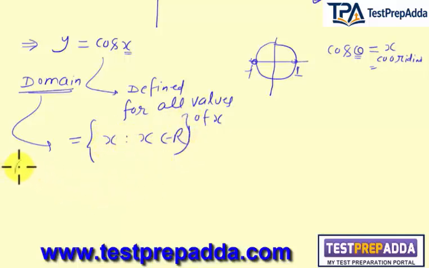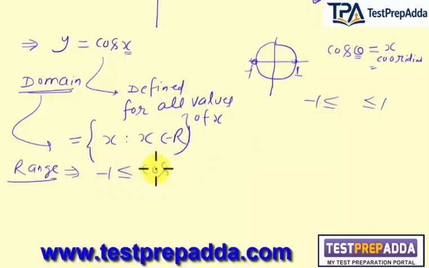Okay. Now range. You can see it is very much clear that cos theta lies between -1 and +1. So it will be -1 less than or equal to cos x less than or equal to +1. So the range will be -1 to +1, both inclusive. Okay. Periodicity. Period.